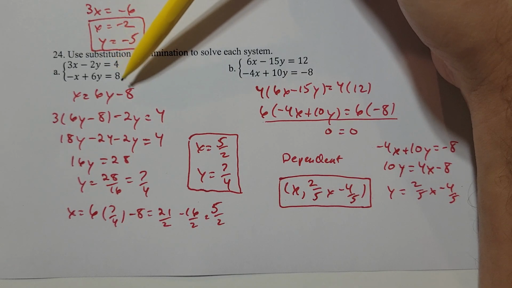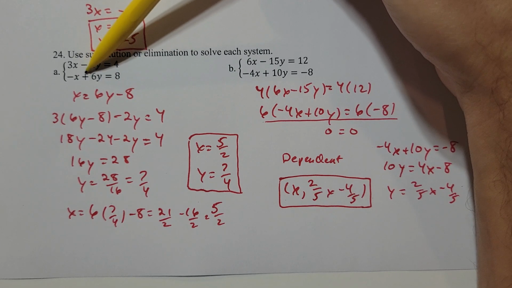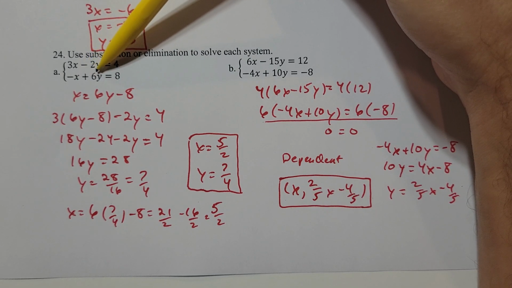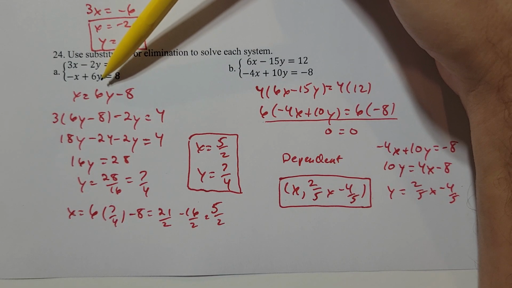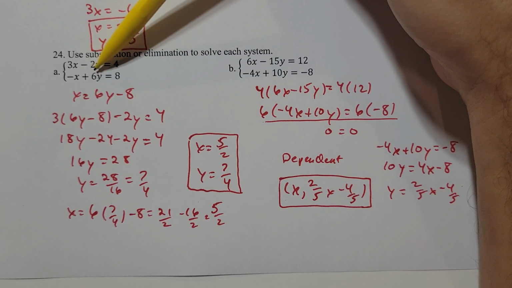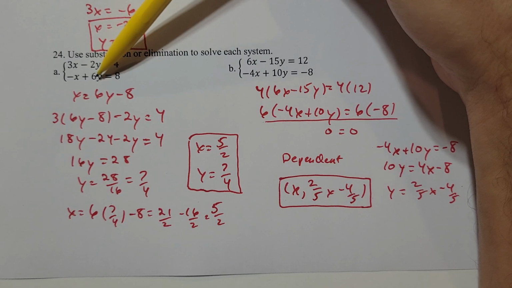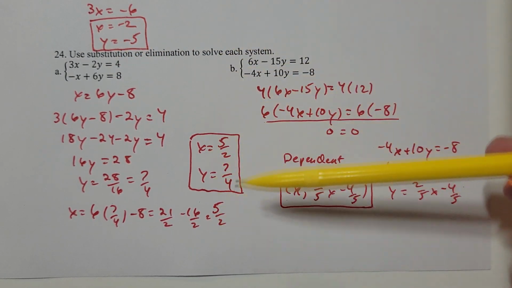That's good. Then in the bottom equation, I got -5 halves plus 6 times 7 over 4. That's the same thing as 21 halves. So I got -5 halves plus 21 halves. That's 16 halves, or 16 divided by 2 is 8. So that's good. That'd be the answer.